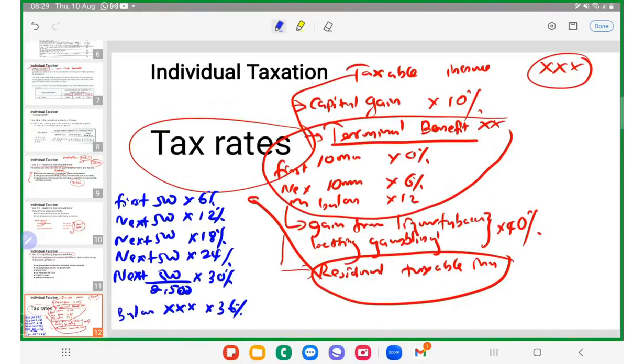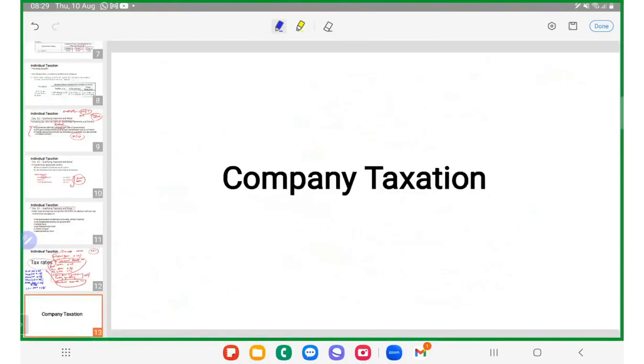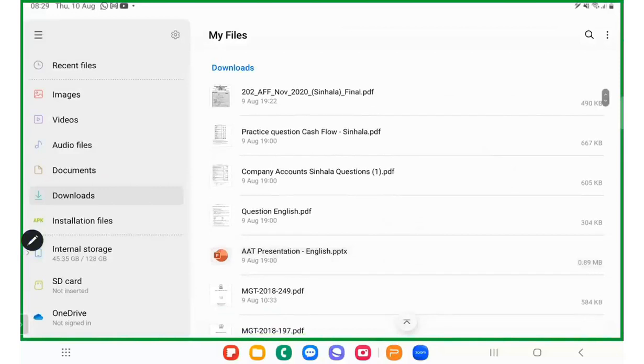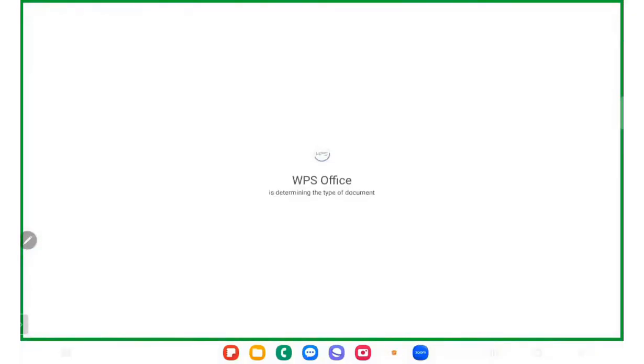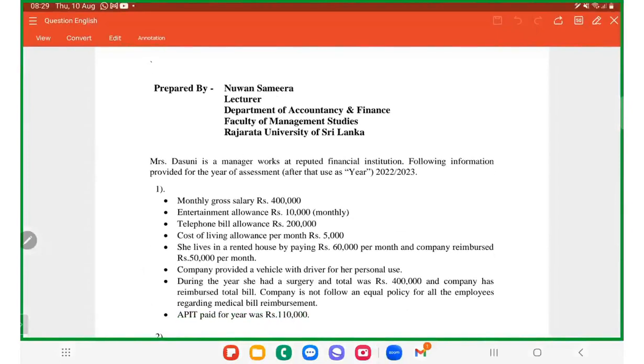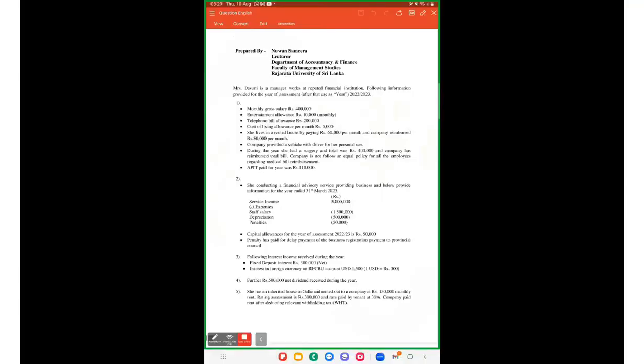So I will do this with some example, then you can see that, right? Then I will focus on company taxation. It is better to focus on company taxation after completing this. There is a question that I have already prepared for individual tax calculation. Please read it once to understand. If you want, please take a photo or screenshot for your reference. Then I will explain it once. Please take 2 minutes and read the question.